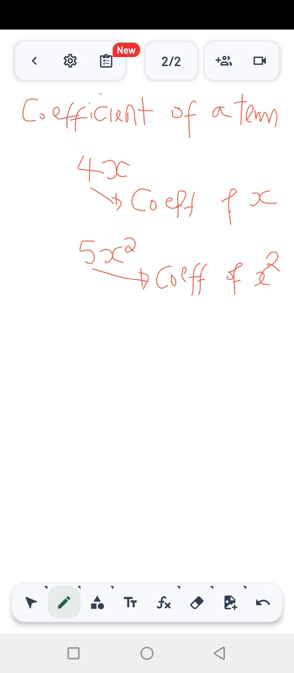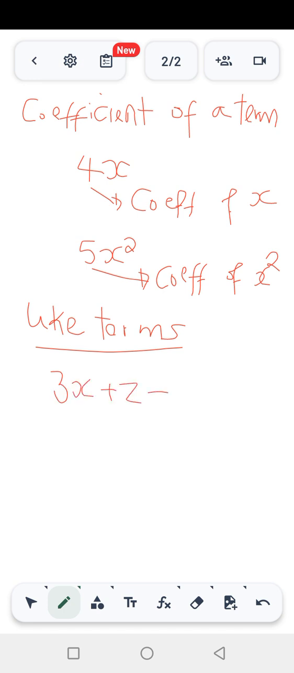We also have terms we call like terms. Like terms can have the same letter. Let's say 3x plus z, and then minus 2x. So the 3x and the 2x are like terms. Why? Because they contain the same letter.